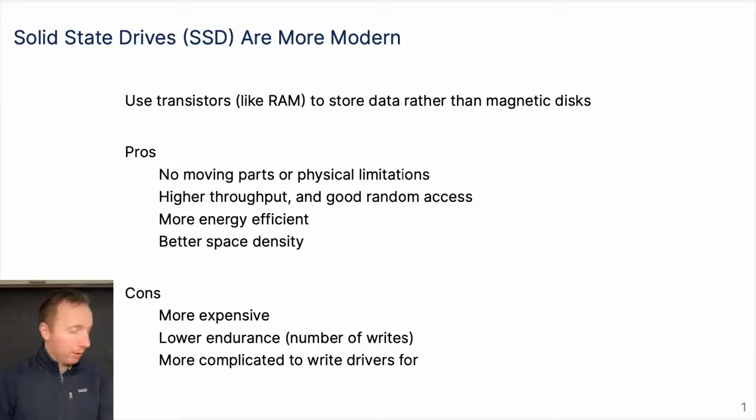So pros: no moving parts or other physical limitations where the spinning matters or where we have to wait for something to physically move. It's going to be higher throughput. It's going to have good random access, so everything doesn't have to be sequential. Like we saw with spinning disks, if we didn't access it sequentially, our performance went down by like 2 orders of magnitude. They're more energy efficient, again, because we're not spinning a hunk of metal. Better space density, so we can fit more bits of information in a smaller space. But they're going to be more expensive.